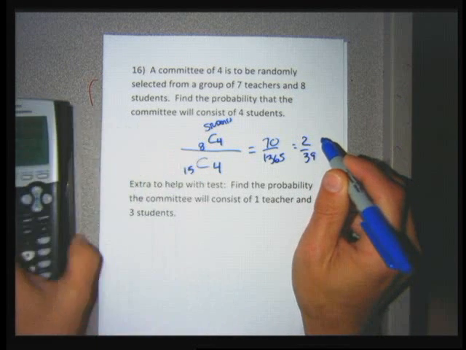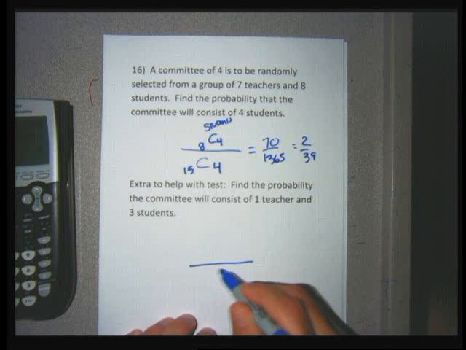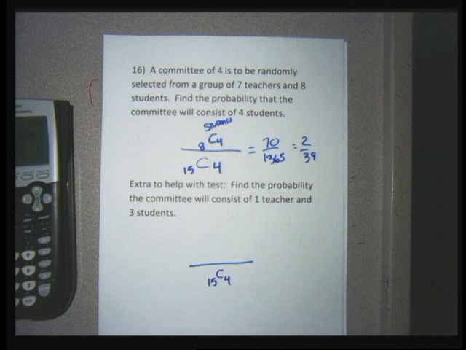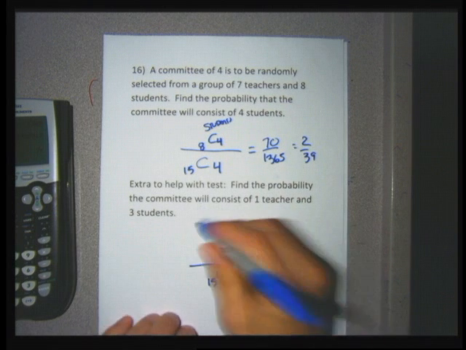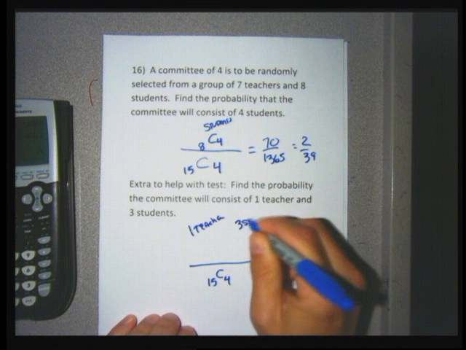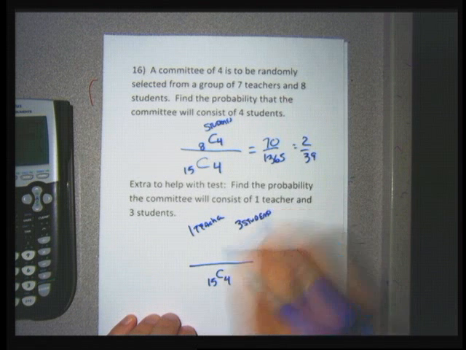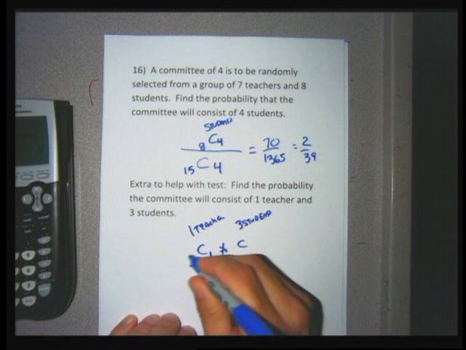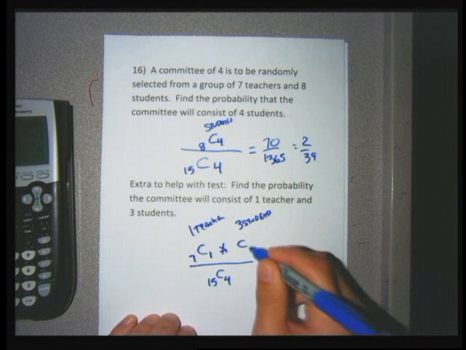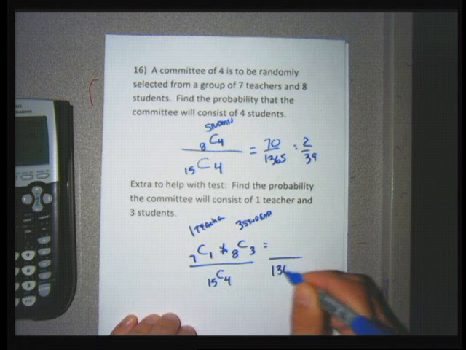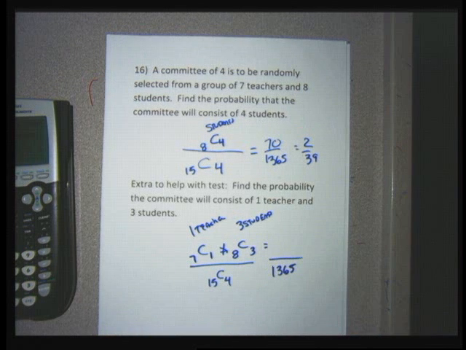I made an extension to this because I thought this extension would help on the test. I'm still selecting 4 people from those 15. But now my look says I want one teacher and 3 students because I want 2 different types of people. I'm going to make 2 combinations, one for the teacher, and I want to get 1 of the 7 teachers and 3 of the 8 students. So the combination problem is going to be 7 choose 1 times 8 choose 3.